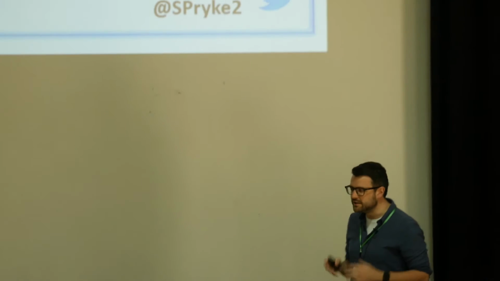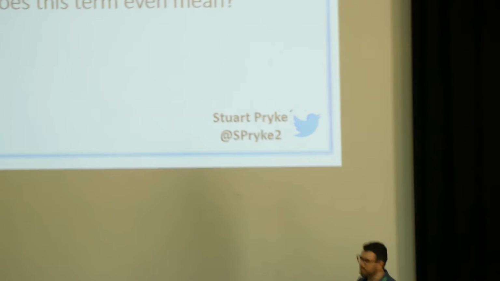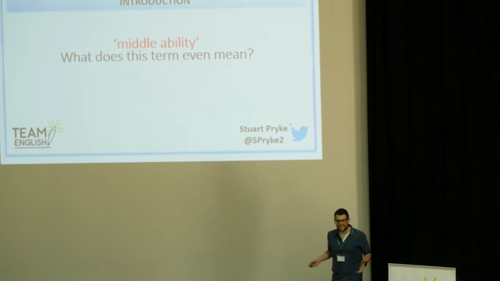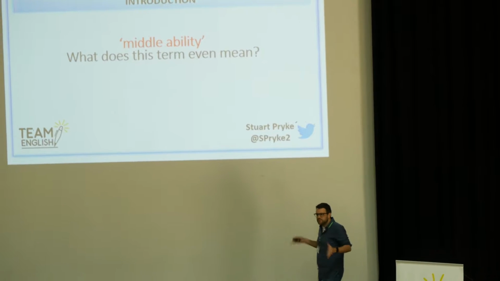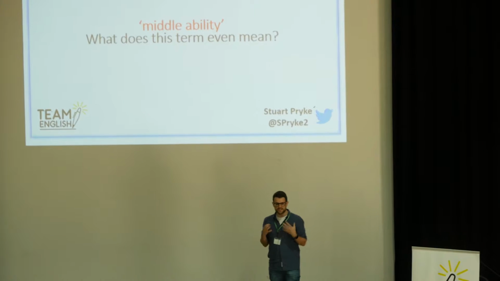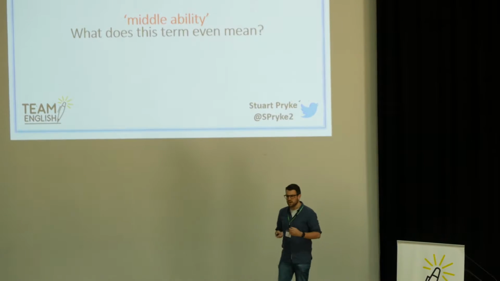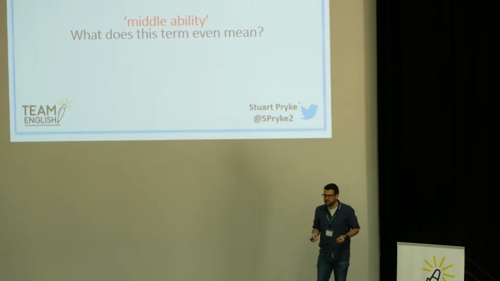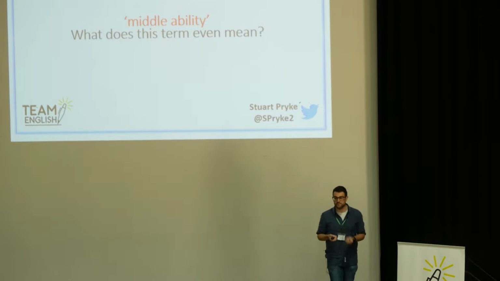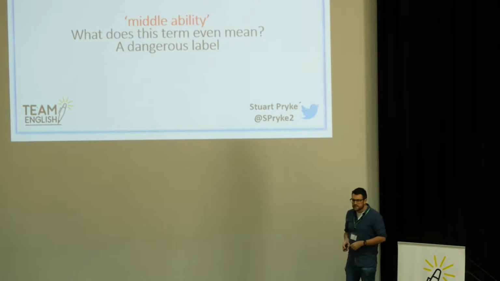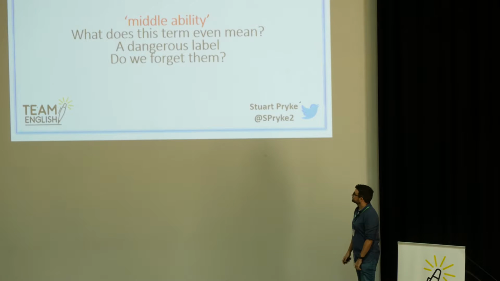I think labelling students is dangerous because actually, when we say middle ability, what does that even mean? There are so many students in our classroom that we could say are middle ability students, but our students are individuals. They all have different needs. They are all different abilities. And so I think it's a dangerous label.